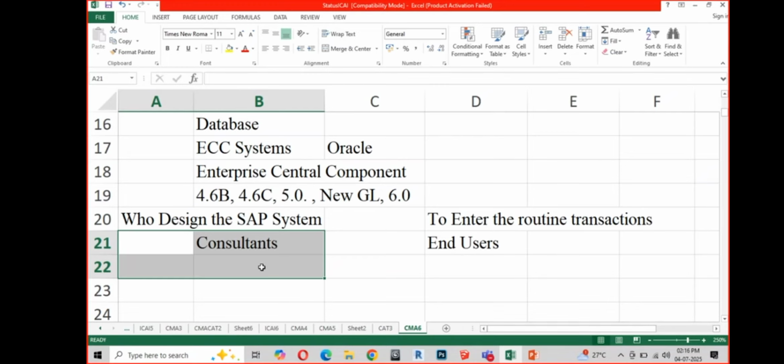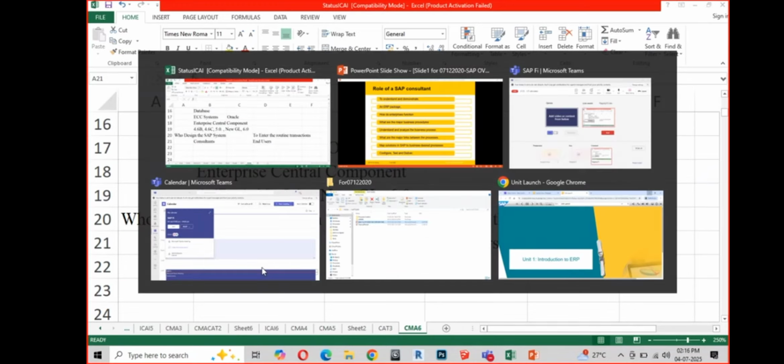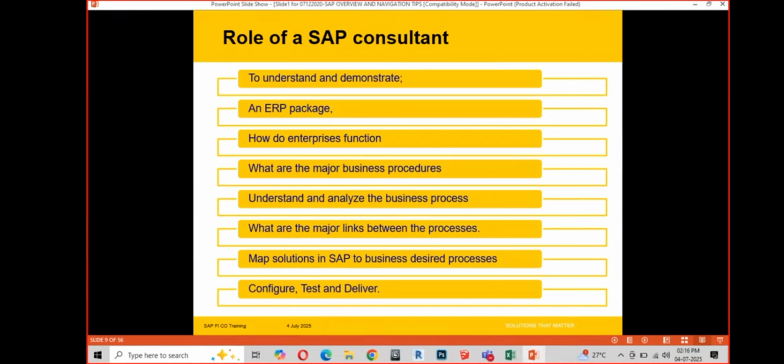So what is the role of an SAP consultant? To understand what exactly is going to be the project about. What is it that I am going to do? What is it that I'm supposed to do? So for that, I should understand what the other person wants. I should understand what my implementing partner wants.